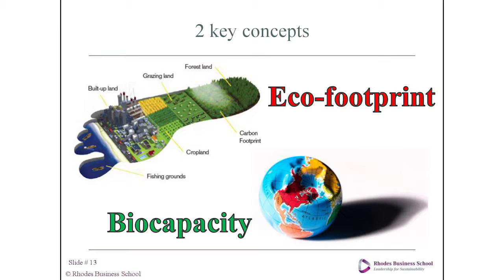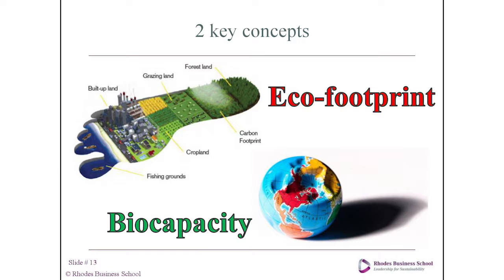The first one we need to understand is something called an eco-footprint. You can see on the picture there, slide number 13, that an eco-footprint is typically made up of various kinds of footprints. The carbon footprint is the one that we know the best. It's the most commonly used one. It's quite popular at the moment as well, especially with regards to climate change discussions.